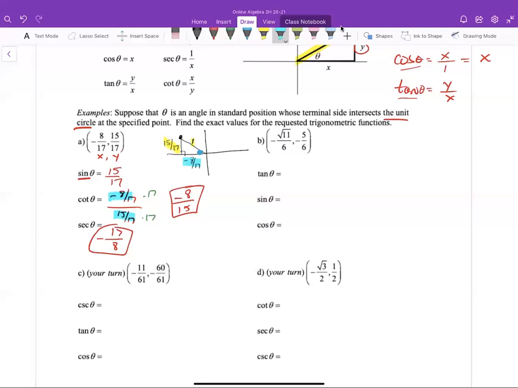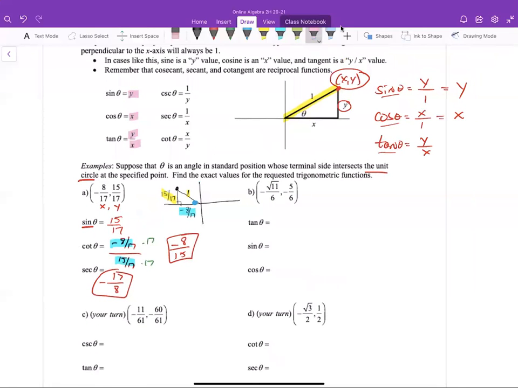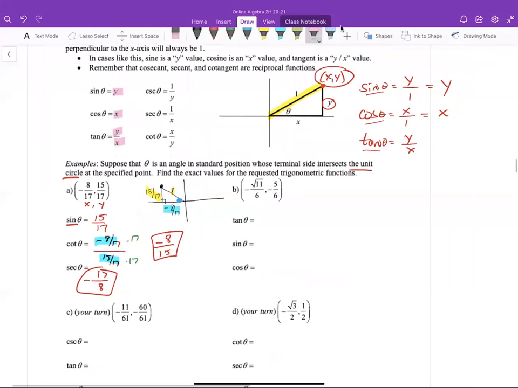But hopefully what you really need to do is understand that if it's on the unit circle, sine is y, cosine is x, and tangent is y over x. It will save you a tremendous amount of time.